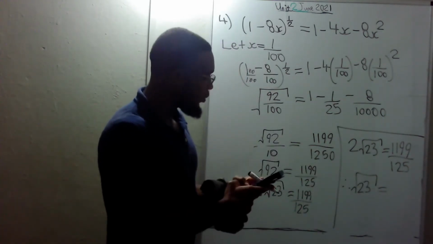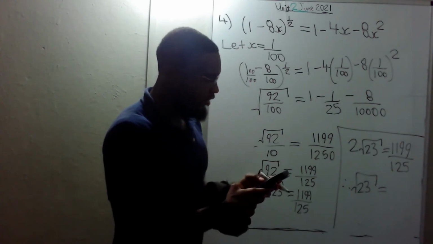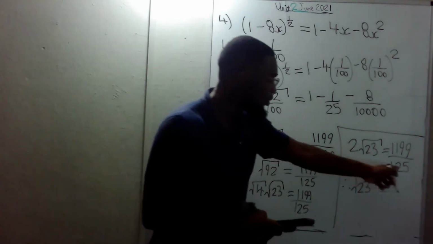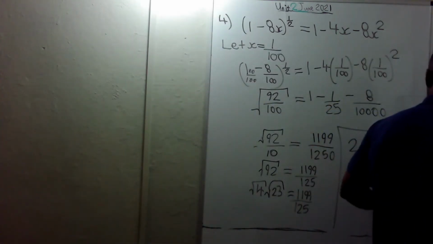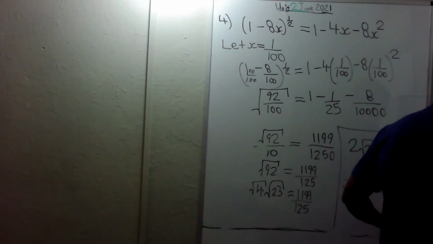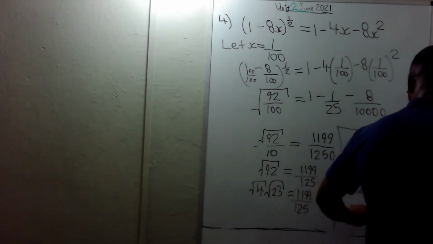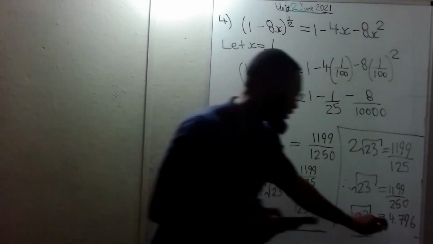1199 divided by 125, we'll divide that by 2. We'll divide both sides by 2, it becomes 1199 over 250, which works out to be 4.796. That's the square root of 23. That's the answer.